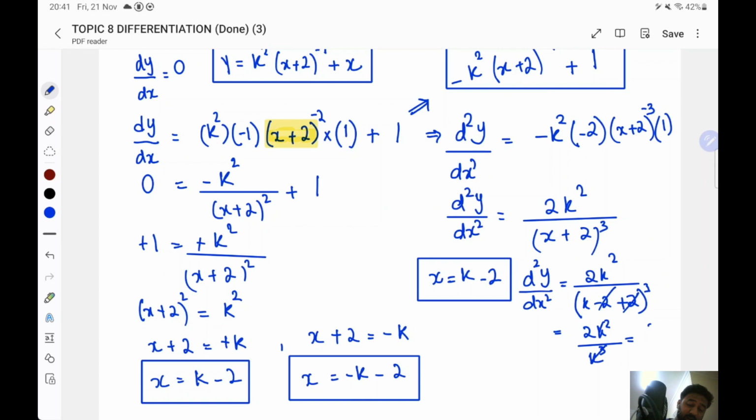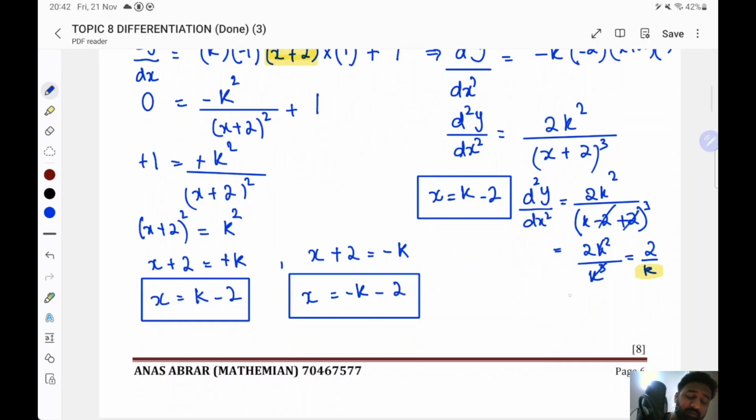If you simplify, it will be 2 divided by k, and since we know that the value of k is always going to be a positive constant, 2 divided by any positive number is always going to result in a positive. So since d square y over dx square is greater than 0 for x equals k minus 2, this is going to be a positive value, so it's going to be a minimum value.